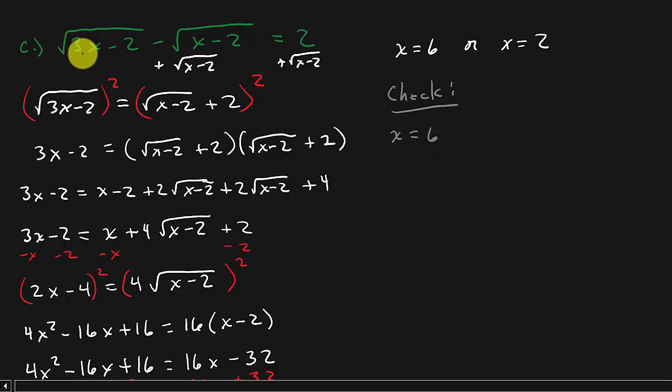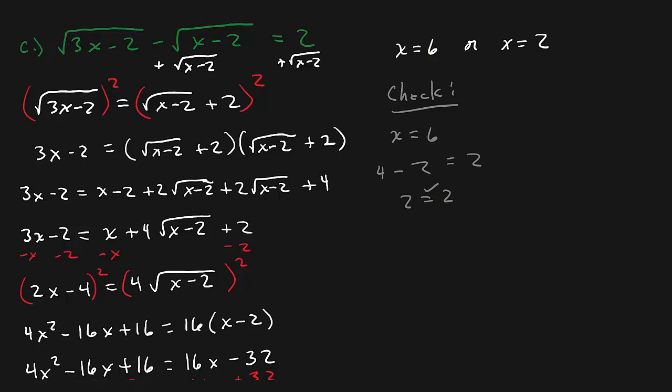All right. So plug the 6 in. That's 18 minus 2 is 16. Square root of 16 is 4. 6 minus 2 is 4. Square root of 4 is 2. And that equals that 2. And so 2 equals 2. That checks. So the 6 is one of our solutions.